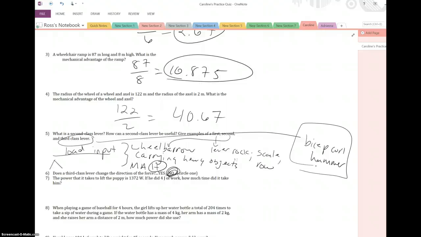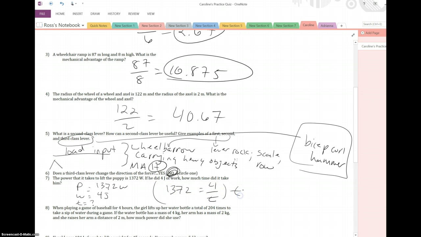The power that it takes to lift a puppy is 1372 watts. If he did 4 joules of work, how much time did it take him? Great question. So we have power, we have work, and we don't have time. Remember, I always like setting up this stuff on the side here just to help me organize my thoughts. So if power is work over time, that will be 1372 is 4 over t.